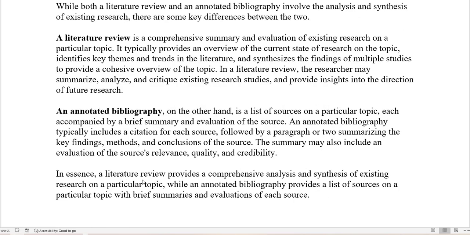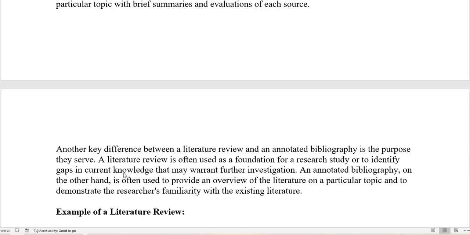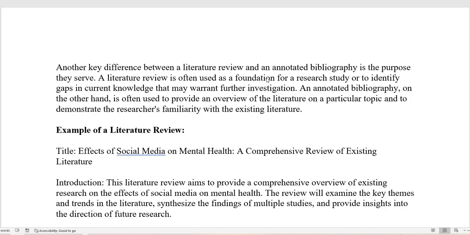In essence, a literature review provides a comprehensive analysis and synthesis of existing research on a particular topic, while an annotated bibliography provides a list of sources on a particular topic with brief summaries and evaluations of each source. Another key difference between the two is the purpose they serve. A literature review is used as a foundation for a research study or to identify gaps in current knowledge that may warrant further investigation. In other words, you have to prove to the professor that your topic has not been done before, and if you want his signature, you better know your stuff.